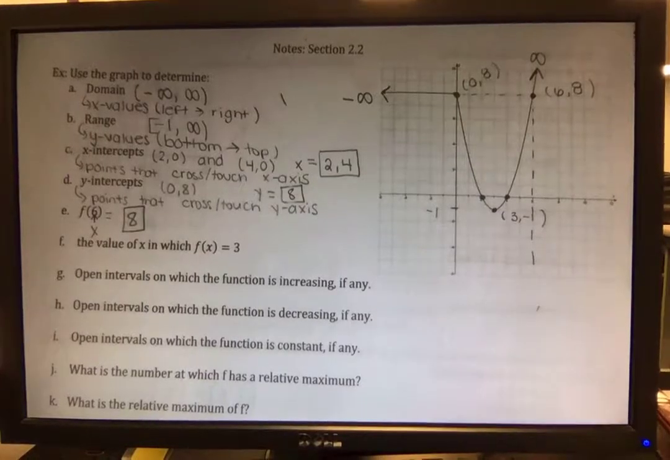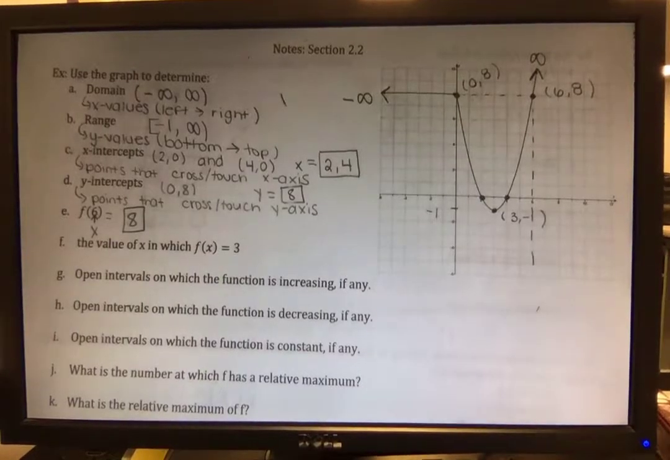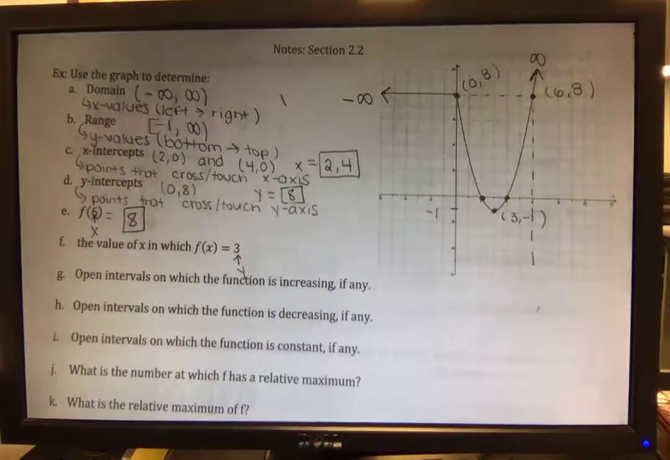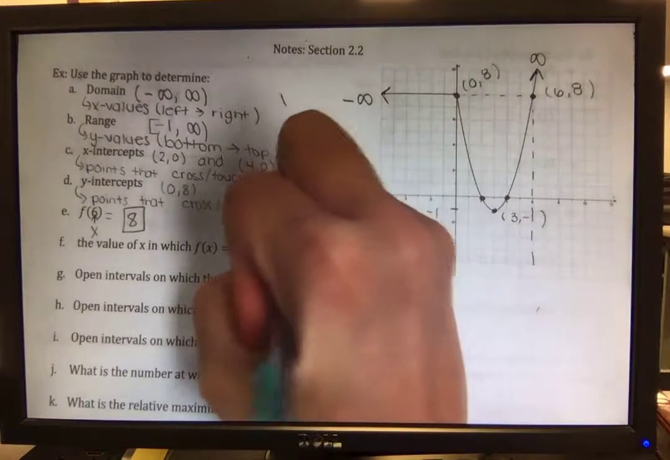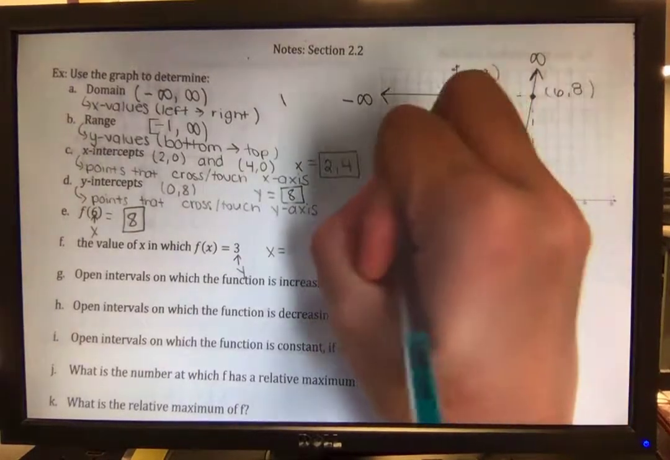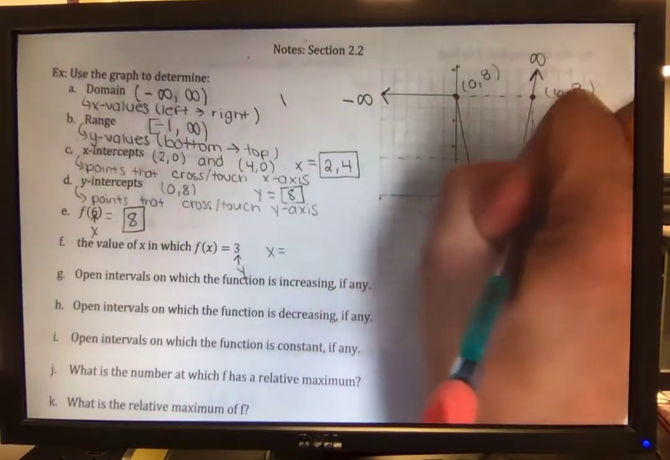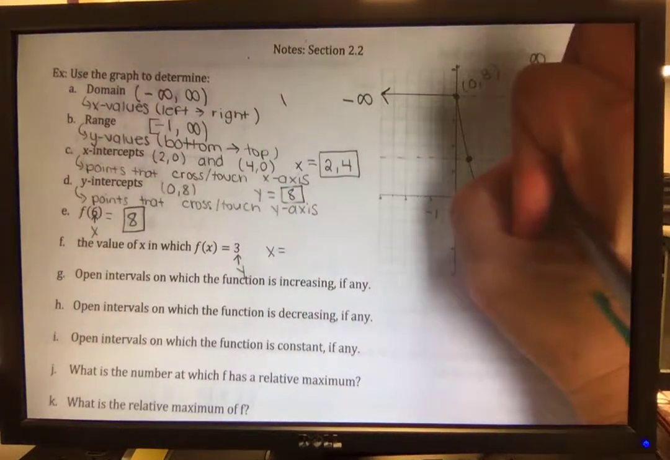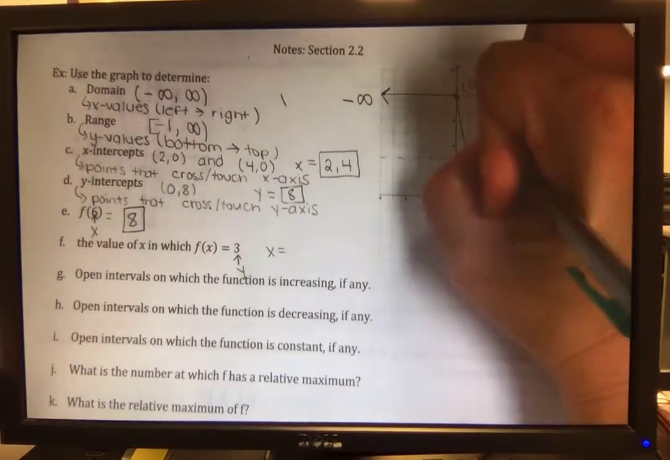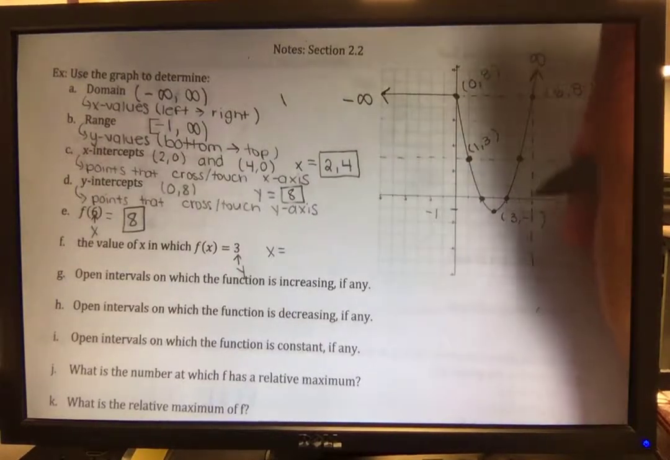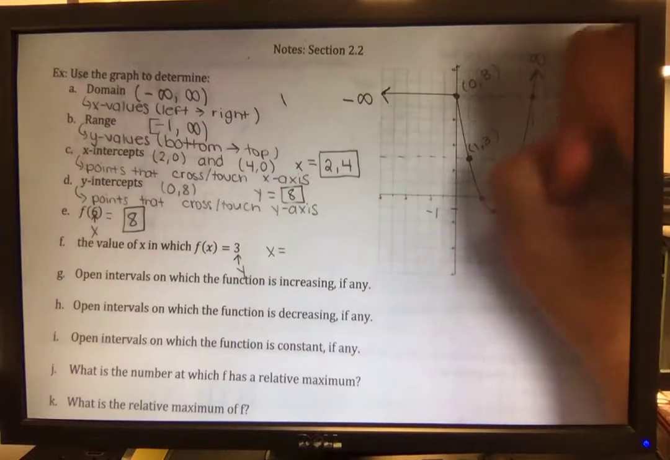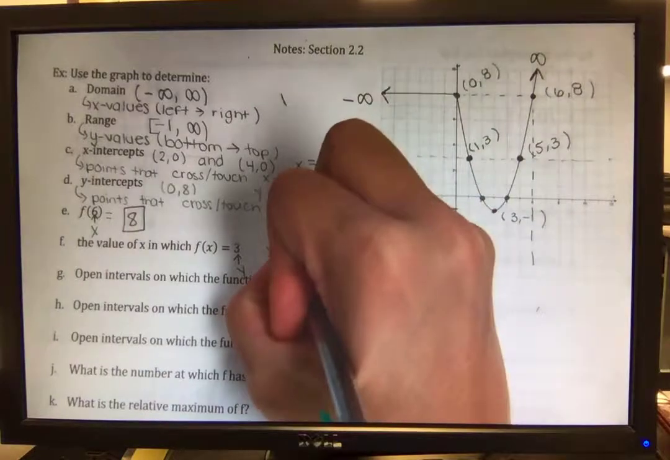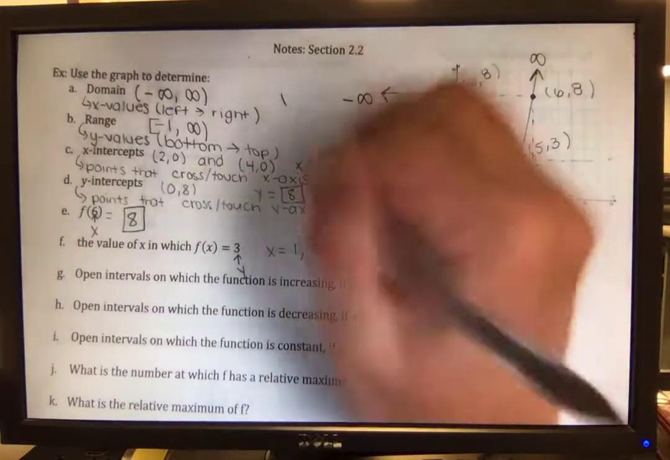Example F, the value of x, so I need to try to find x, for which f of x equals 3. So it's telling me the y value is 3. When y is 3, what's my x value? When y is 3, we're looking at this value right here. I see I have 2 points in which my y value is 3. This one is 1, 3, and this one's 5, 3. So for those, y value is 3, x is 1, and x is 5.